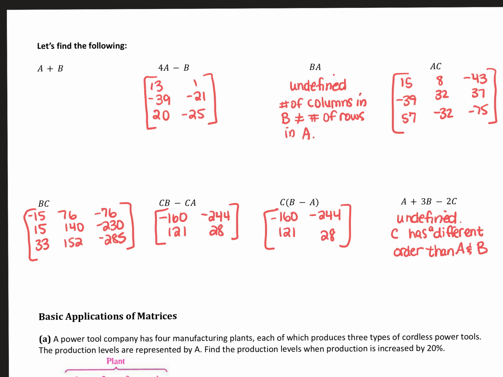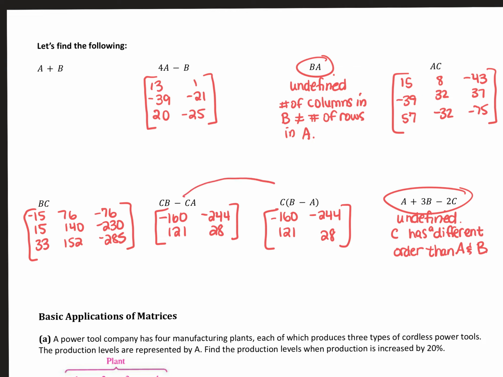Second, there's a couple of these that are undefined. B times A can't be done because the number of columns in B is not the same as the number of rows in A. And when we multiply, those two things have to be the same in order to be able to multiply. The last one was undefined. When we try to add or subtract matrices, they always have to have the exact same dimensions, and matrix C has different dimensions than both A and B, so you won't be able to add those together.